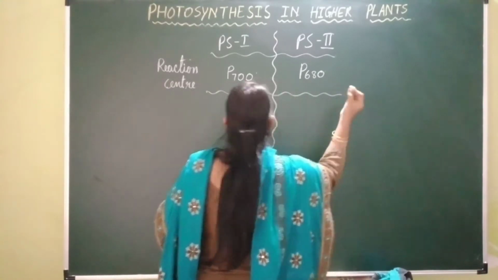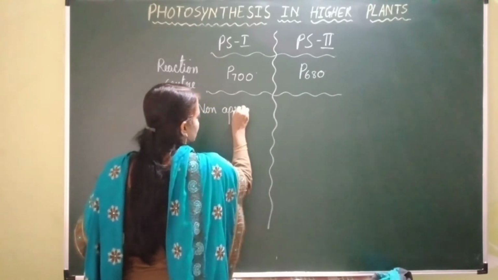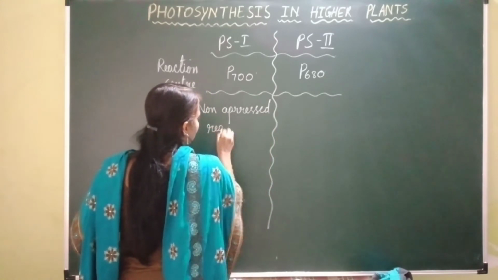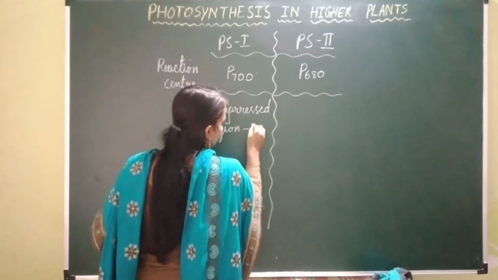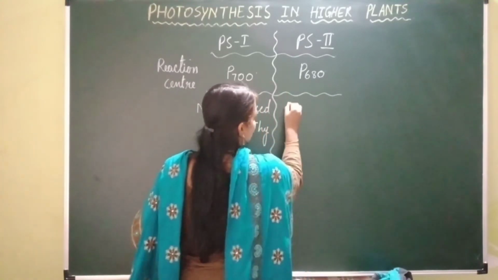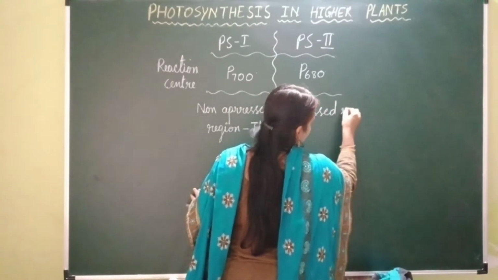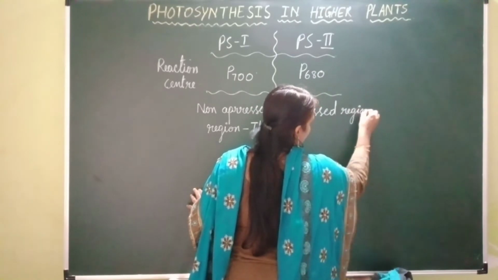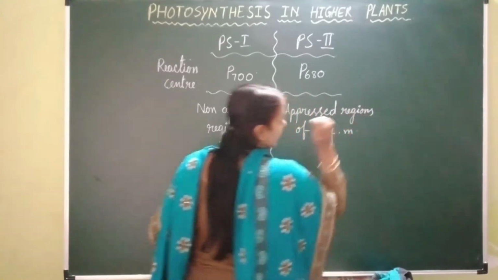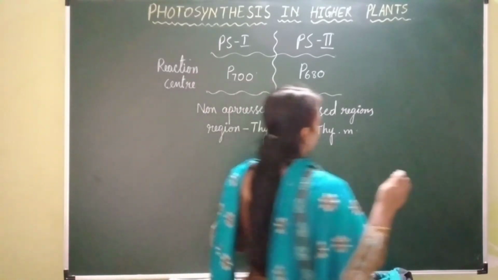Next, photosystem 1 is present in the non-appressed regions of thylakoid membranes, whereas photosystem 2 is present in the appressed regions of thylakoid membrane. Right, now let's see what these non-appressed regions and appressed regions in the thylakoid membrane are.